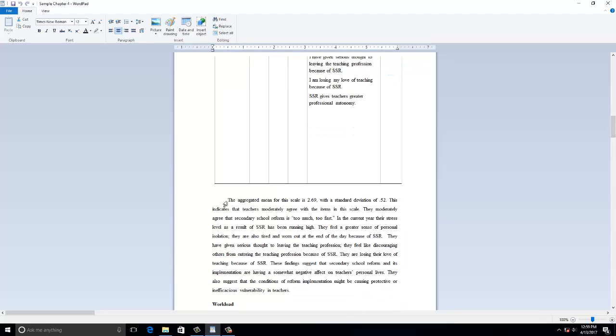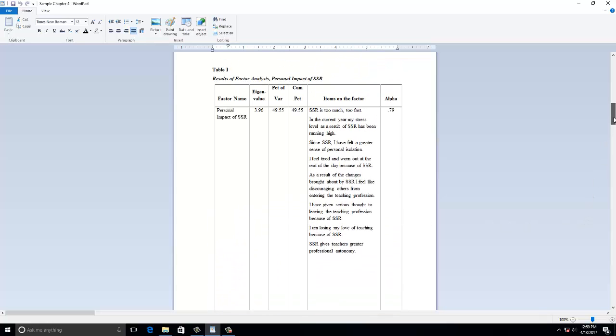Down here, what you have is the interpretation and the analysis of that data, okay? So the aggregated mean for this scale is 2.69 with a standard deviation of 0.52. This indicates that teachers moderately agree with the items in this scale. They moderately agree that secondary school reform is too much too fast. In the current year, their stress level as a result of secondary school reform is running high.